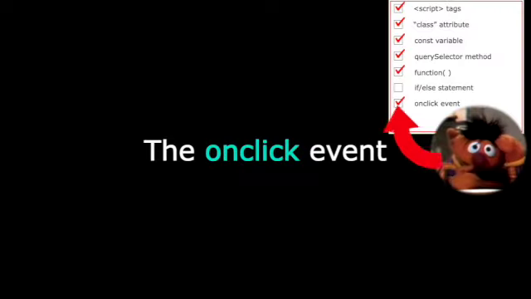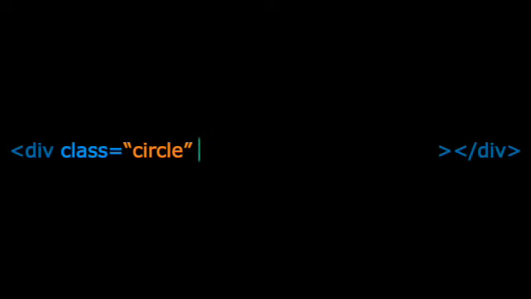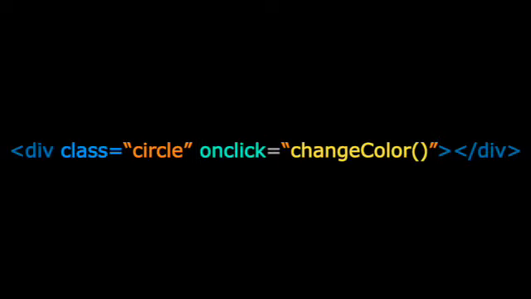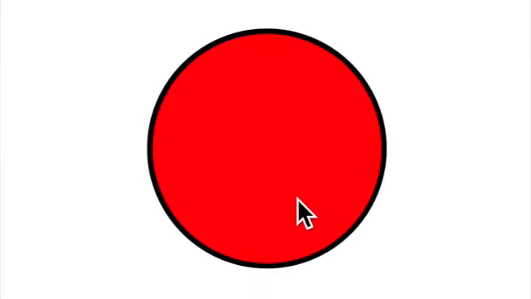One more ingredient to go, the on-click event. We are going to use this as an attribute in the div. Type it out. This attribute looks for an event to happen, which will be when we click anywhere in the circle, and it will call the function and run it.